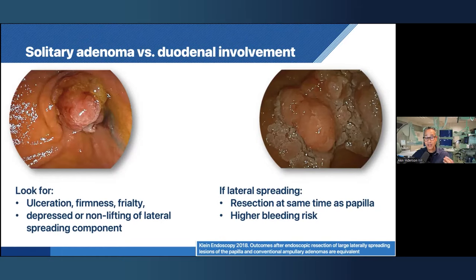You usually find them as solitary adenomas, but they can have duodenal involvement, as you have seen before. And when you find a lesion like this, look for ulceration. Assess with the biopsy forceps if they are firm, about the friability, if they have spontaneous bleeding, and if they express depressed or non-lifting areas in case of a lateral spreading component. And if they have a lateral spreading component, then you could do a resection at the same time as you do a papillectomy, but note that you might have a higher bleeding risk afterwards. There is a high risk of delayed bleeding.